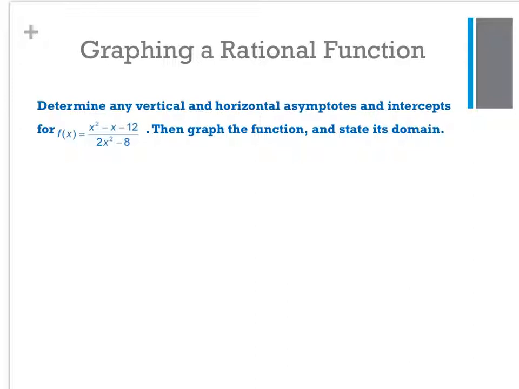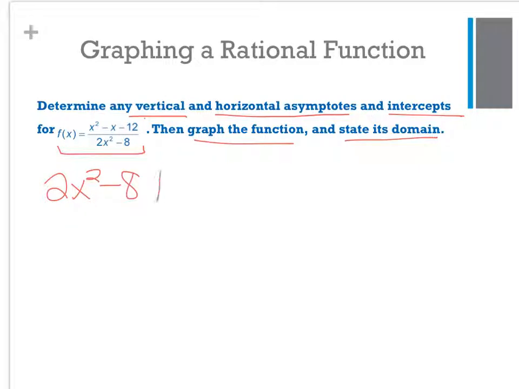So, one thing we're going to look at is the function f of x, and we need to determine the vertical, horizontal asymptotes and the intercepts for the function f of x, and then we're asked to graph the function and state its domain. Okay, I kind of like to work backwards and find the domain first. So, first of all, I know that 2x squared minus 8 cannot equal 0 because the denominator of any function can never equal 0. So I'm going to go ahead and solve that equation.